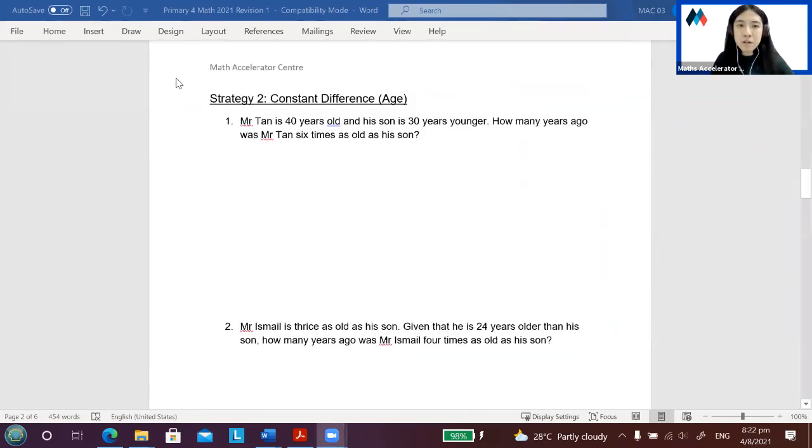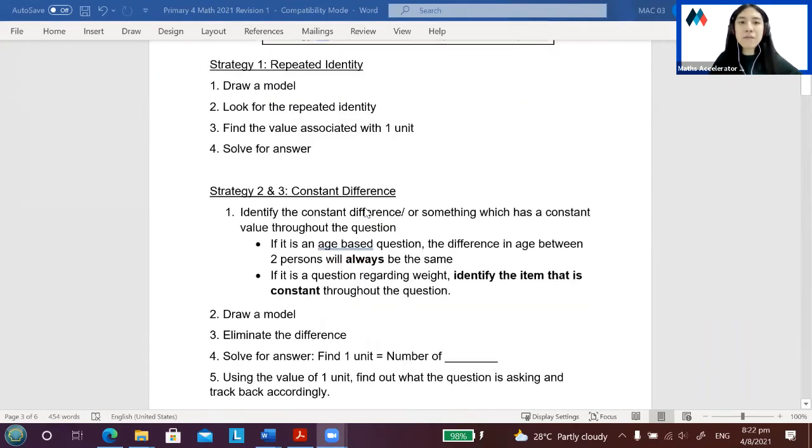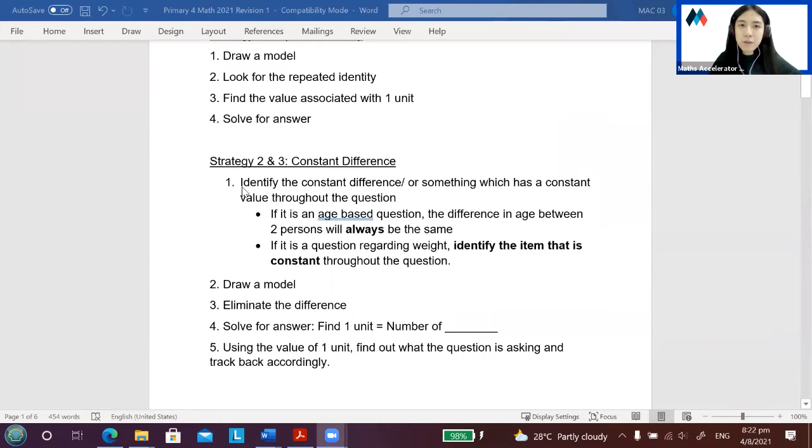So now let's move on to constant difference. To recap what we said earlier, for constant difference we first want to identify the constant difference, or something which has a constant value. I'm sorry, Vera, but I do have to go a little bit faster because we don't have very much time tonight. But then we draw a model, eliminate the difference, find one unit, and then use that to find the answer.